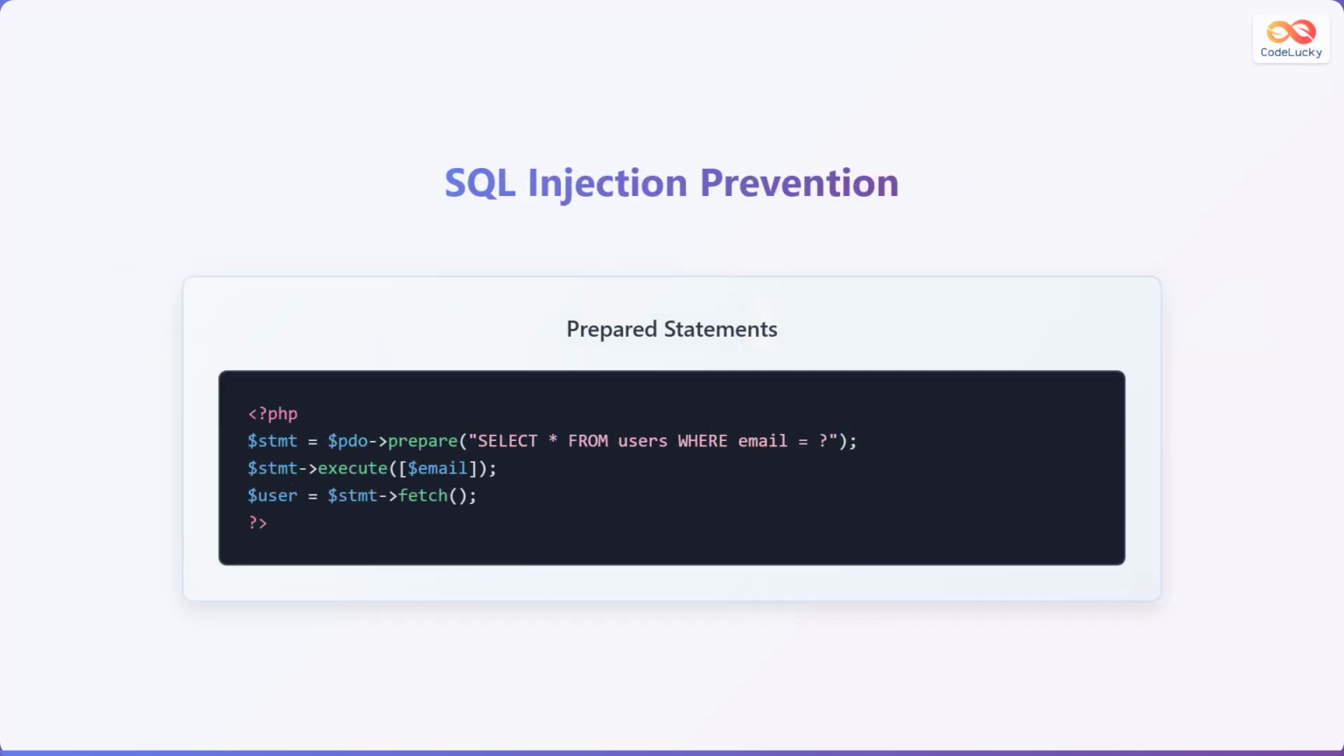Now let's cover SQL Injection Prevention, which is a critical security measure. The best way to prevent SQL injection is by using prepared statements. Here, the code prepares an SQL statement with a placeholder for the email. It then executes the statement, passing the email as a parameter. This ensures that the email is treated as data and not as part of the SQL query, preventing any malicious SQL code from being injected.